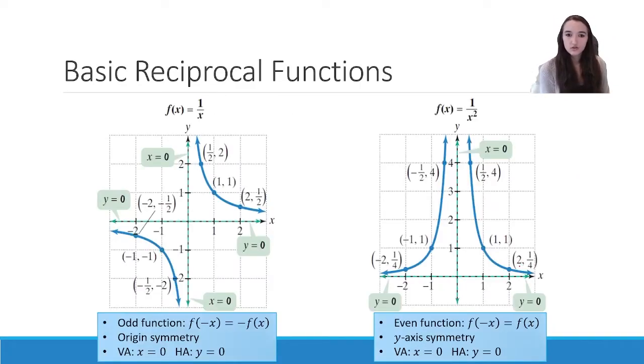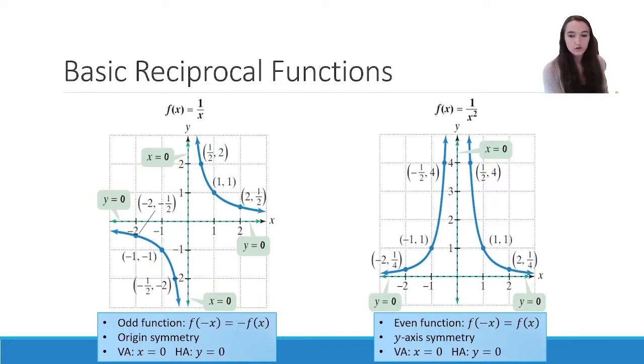But for now, let's look back at our basic reciprocal functions and remember all of the facts we know about them. So, the plain 1 over x reciprocal function is an odd function. f of negative x equals negative f of x. It has origin symmetry. It has a vertical asymptote at x equals 0 and a horizontal asymptote at y equals 0. Notice that x equals 0 has odd multiplicity here. So we're approaching two different infinities.